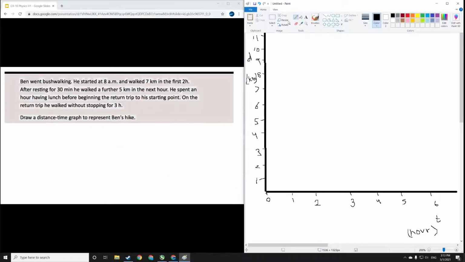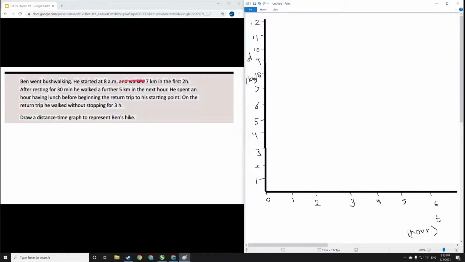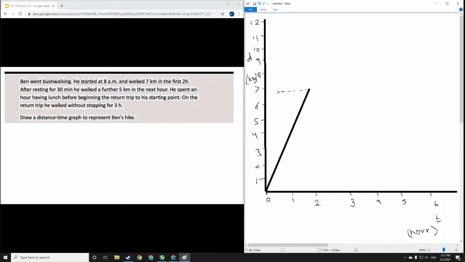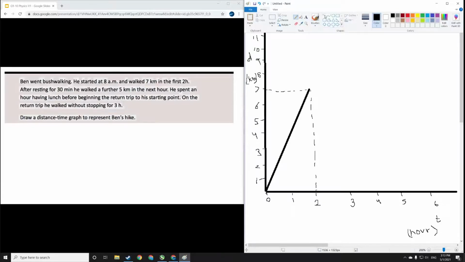He started his walk at 8 a.m. and walked 7 kilometers in the first 2 hours. So he walked 7 kilometers. I'm going to bring this line all the way out to here, and I'm going to line it up with 2 hours. That seems about right. So 7 kilometers in the first 2 hours. That's what it should look like. If you want, you can also draw a little dot to sort of connect it. Make it very clear for anyone reading it.